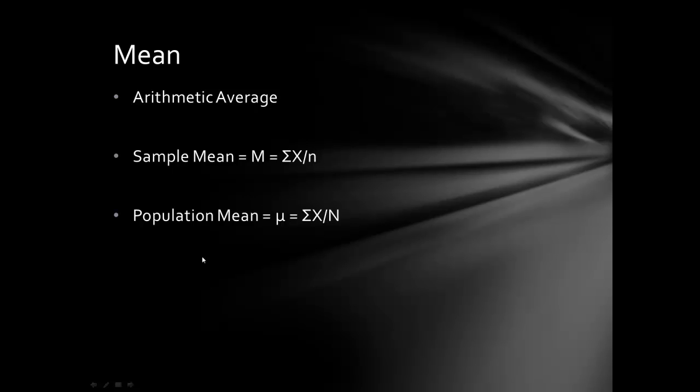The population mean is symbolized as mu, this funky curly Q thing. And it equals, same thing as the sample mean, the sum of all the scores together divided by the number of total scores. Or in other words, the sum of X divided by capital N, where this N represents the population size instead of this N up here that represents the sample size.